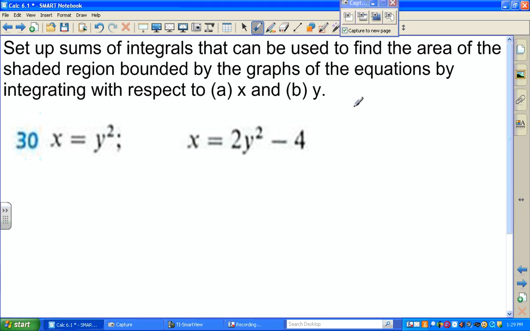This is the third day, the last day for section 6.1, the area between two graphs, or the area of a region, as it should be called, because you could have more than two graphs.